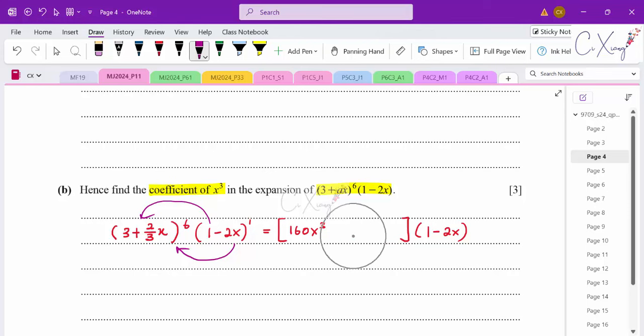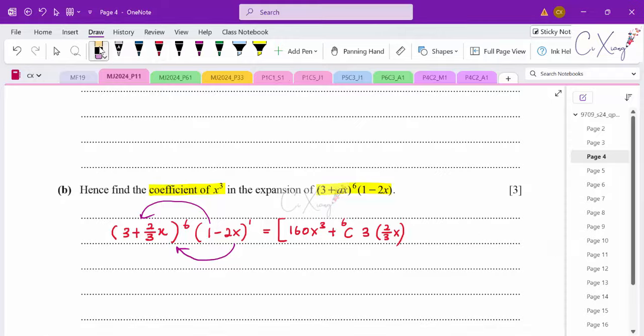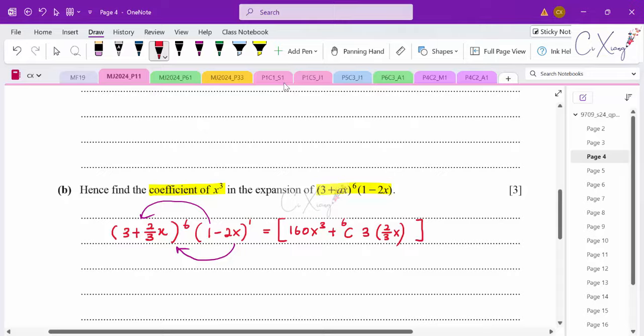How can I get the term with x power 2 in this part? Again, I have to apply the general formula, where it should be 6c something, 3 power something, then 2 over 3 x power something. Alright, so this is not enough, so I have to make the bracket bigger, multiplied with (1 minus 2x). Like what I told you just now, 2x multiplied with something with x squared. So I set this bracket here with a square, so I'm having 6c2 here. What's the power for the 3 here? It should be 4, so that 4 plus 2 gives a total power of 6.